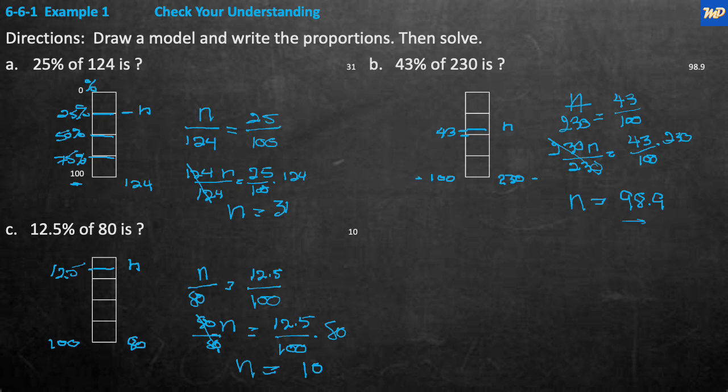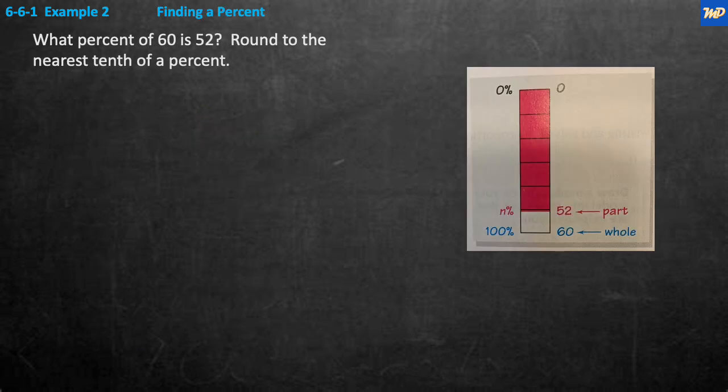Okay. So, that's it. We're all done with that one. Okay, so in this problem, example 2, it says finding a percent. So what percent of 60 is 52? And it says round to the nearest tenth of a percent. Okay, so this is just like the other problem, except now the n is going with the percent that 52 is of the whole item 60.